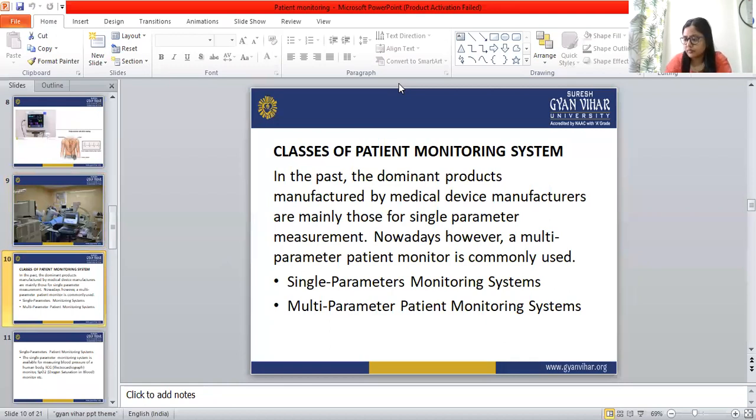Next is classes of the patient monitoring system. In the past, the dominant products manufactured by medical device manufacturers are mainly those for a single parameter measurement. Okay, in the past, the dominant products manufactured by medical device manufacturers are mainly those for a single parameter.